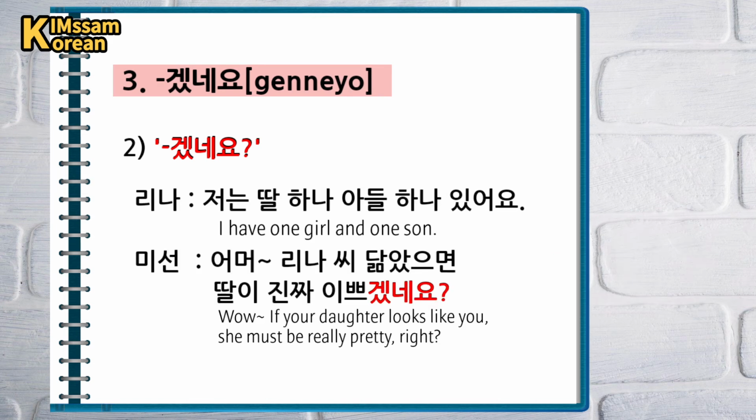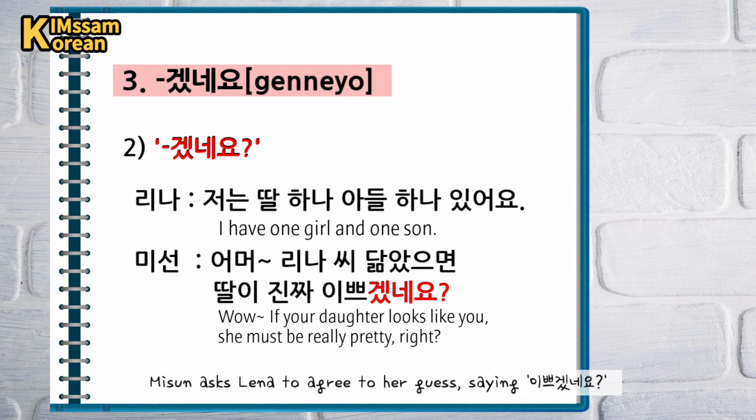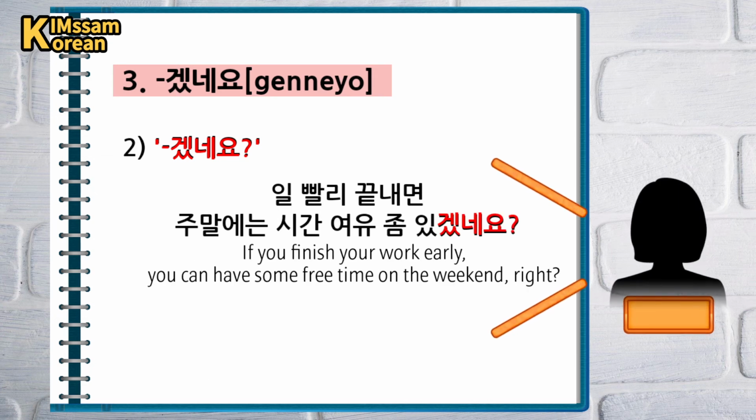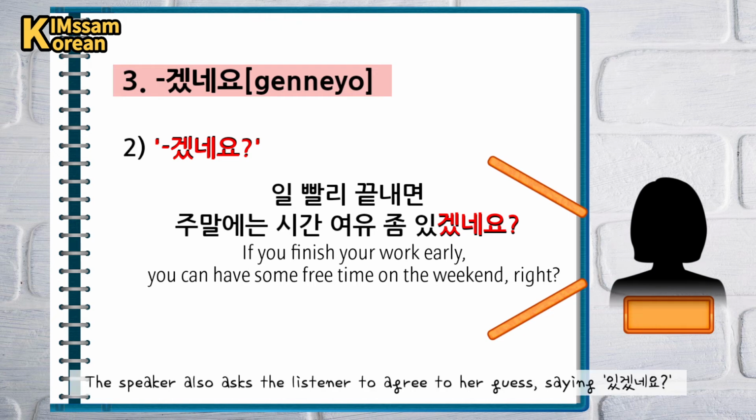저는 딸 하나, 아들 하나 있어요. 어머, 리나 씨 닮았으면 딸이 진짜 이쁘겠네요. Here, 미선 asked Lina to agree with her guess by saying 이쁘겠네요. Another example is 일 빨리 끝내면 주말에는 시간 여유 좀 있겠네요. The speaker also asked the listener to agree with her guess by saying 있겠네요.